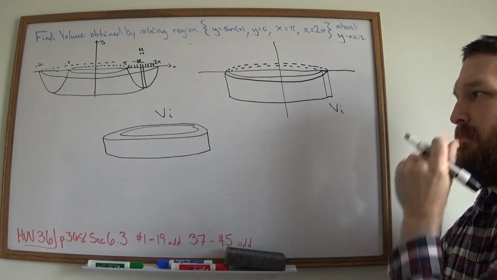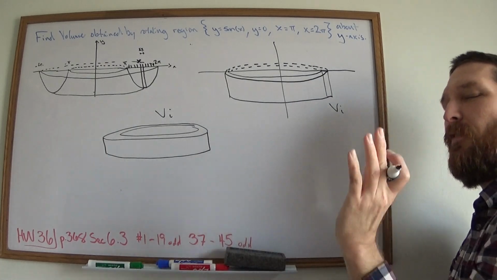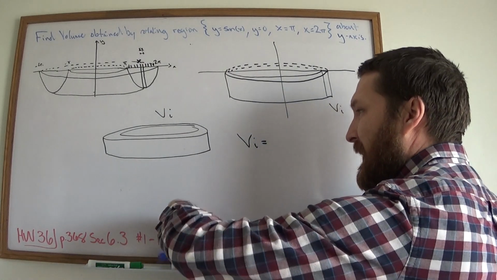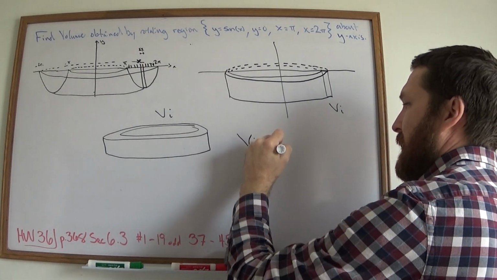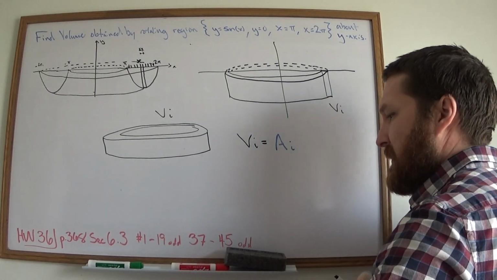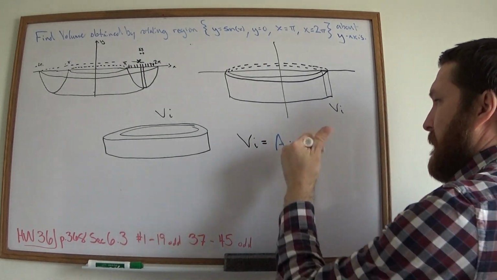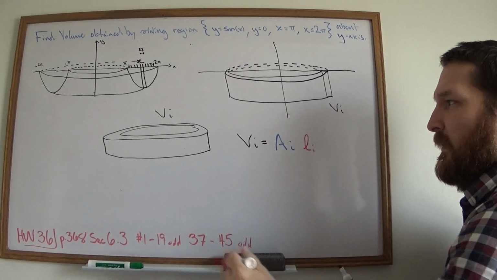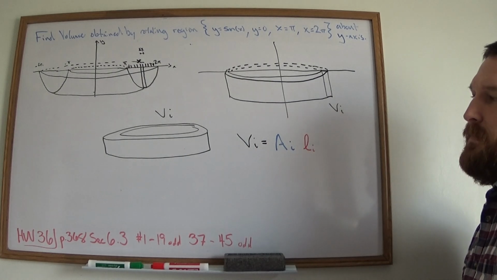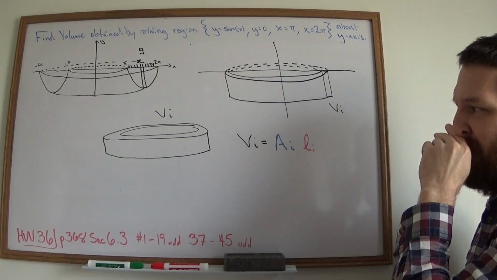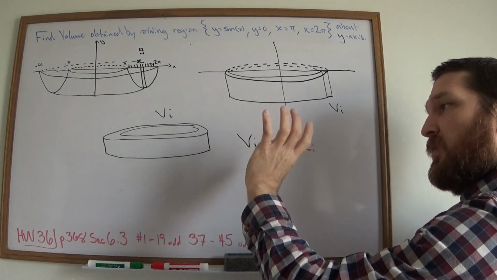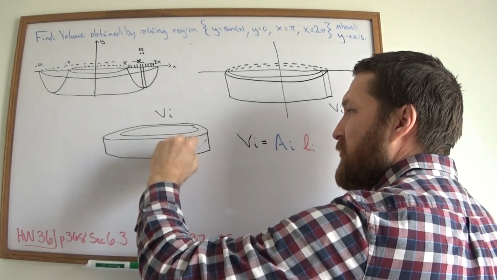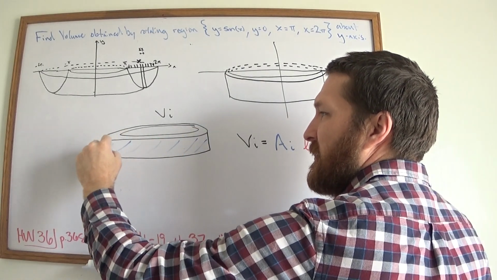So what's the volume of that? First off, what is a volume? It's an area times a length. Let's call it L, length. Now, here's the thing. The length is delta. And so the area that I'm looking at is going to be the surface area of this thing.